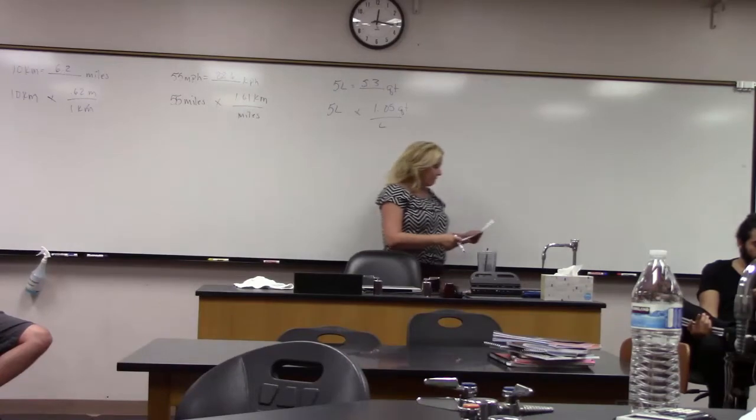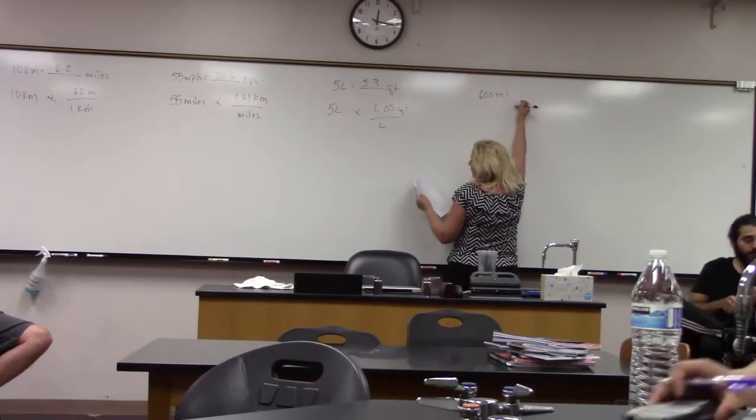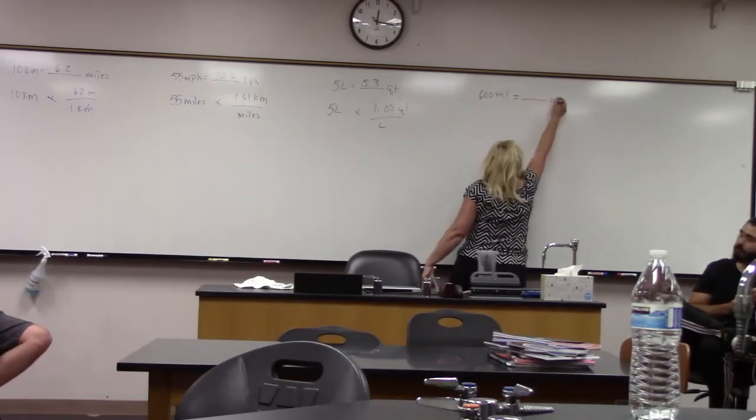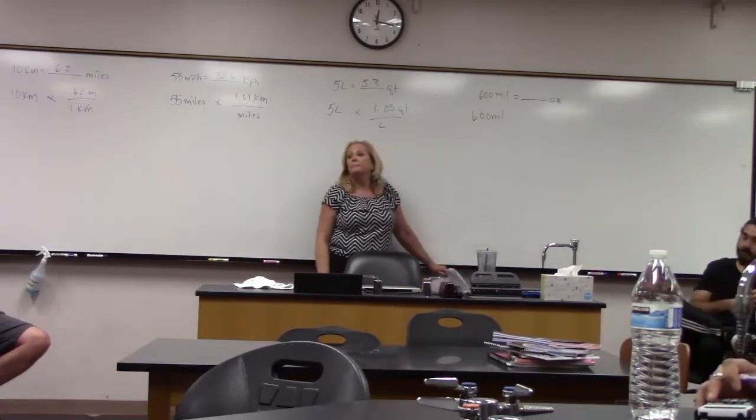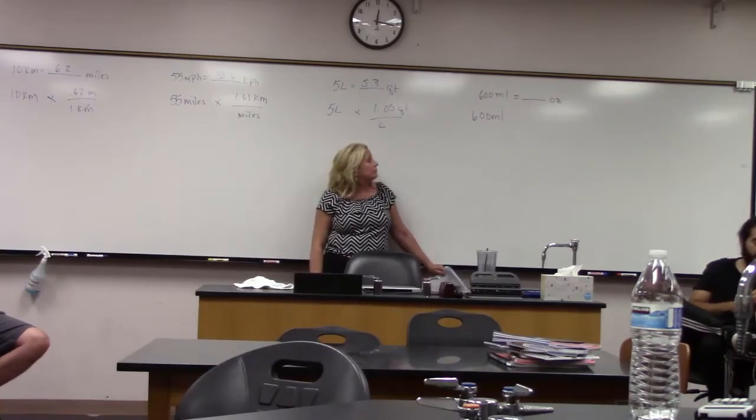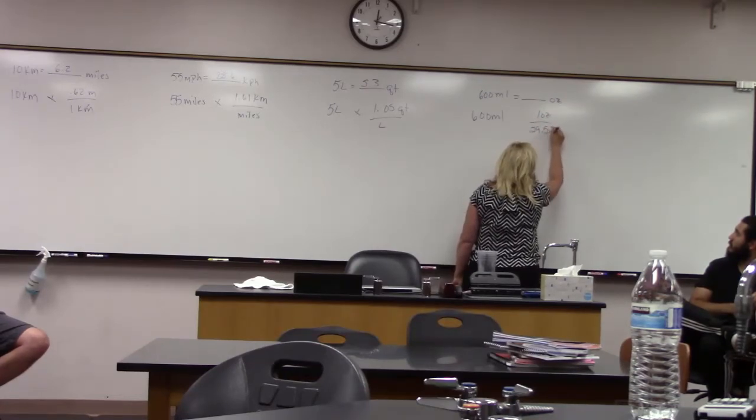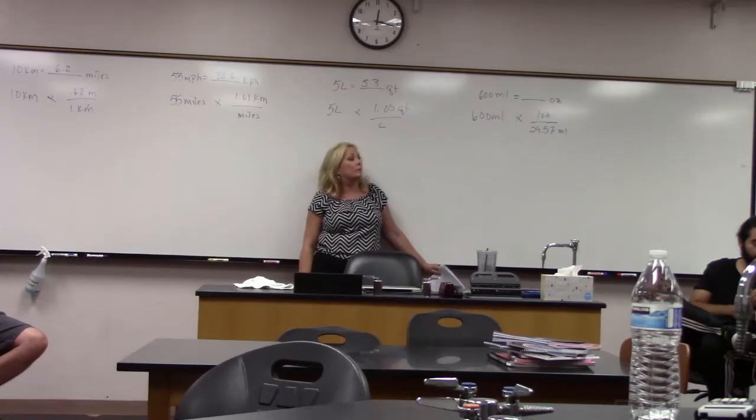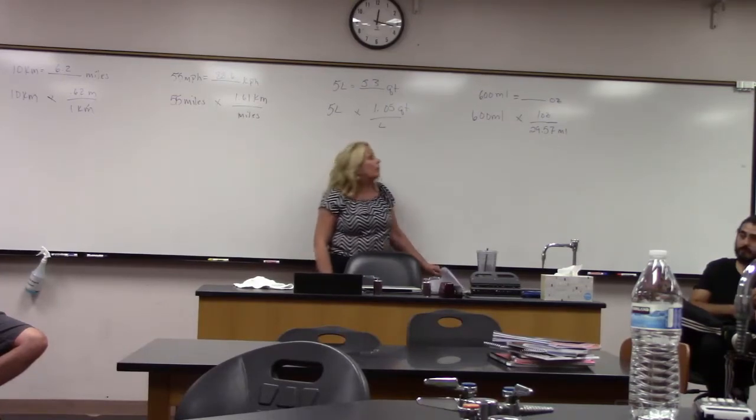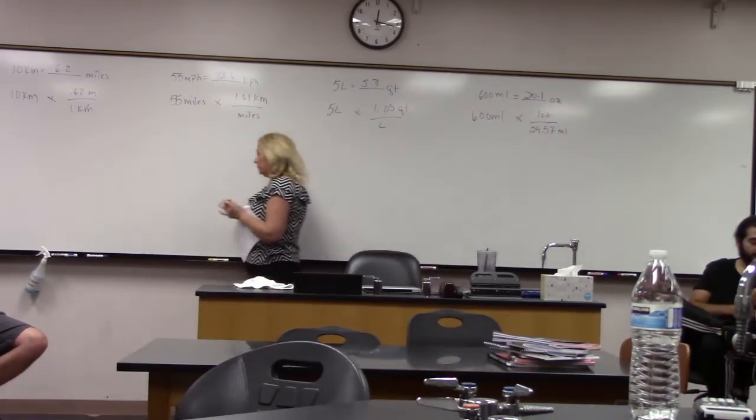Yeah. Okay. The next one, I have 600 milliliters of urinary bladder volume, and they want you to convert this into ounces. How do I convert milliliters into ounces? 1 ounce over 29.57 milliliters. Yes. And milliliters are going to cancel, and what's my answer? 20.1. Okay.